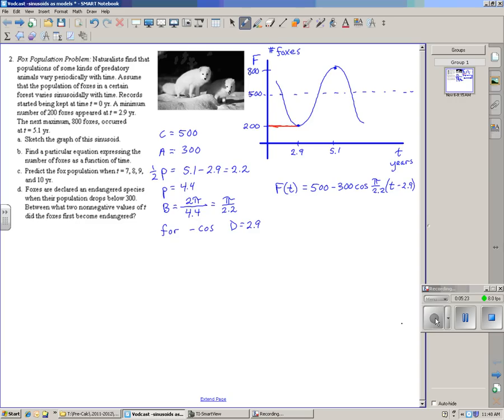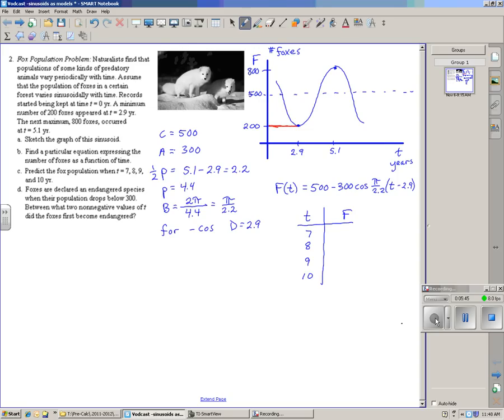In part B, now it wants me to predict the population when t equals 7, 8, 9, and 10 years. So we can make a little chart here. Here is t, and here is F, and they wanted for some reason 7, 8, 9, and 10.